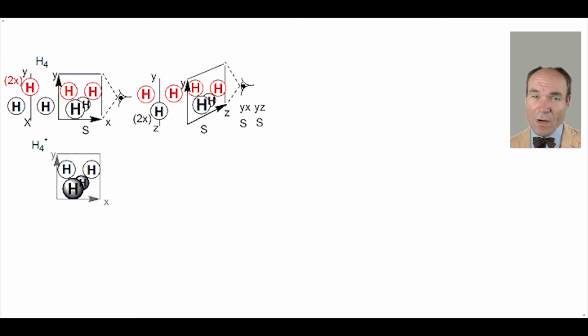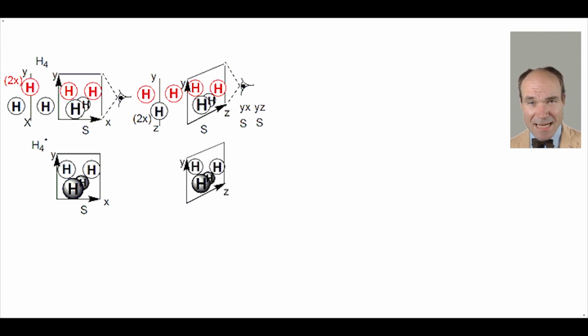Let's look at the YX plane. When we do, we can see that both sides of the plane are mirror images of the other side, and so we have symmetry. If we look at the YZ plane, again, both sides of the plane are mirror images of the other side of the plane. It's symmetric. So the YX plane is symmetric and the YZ plane is symmetric.